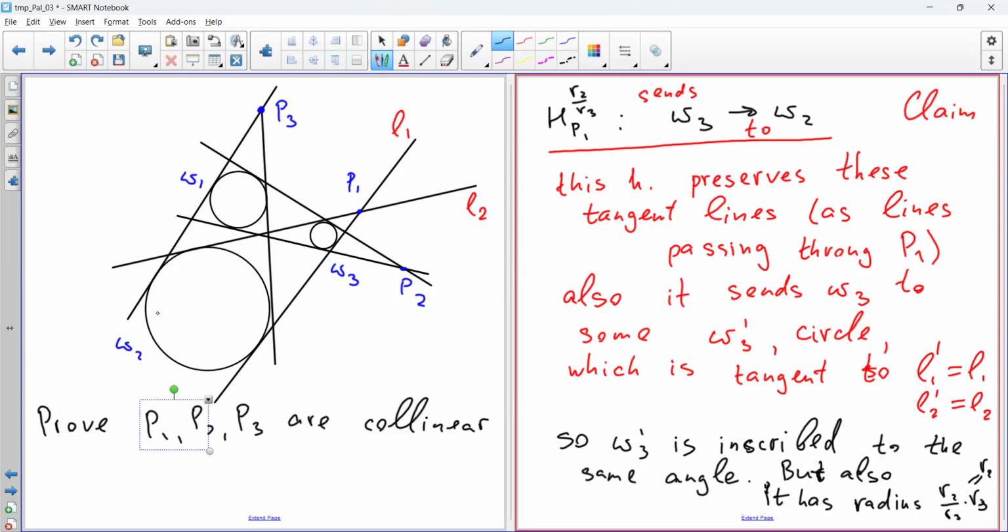So it would be a circle which is inscribed in the same angle, which is tangent to another inscribed circle and has the same radius as this circle. So it's just the circle itself. That is how we show that this sends omega-3 to omega-2. The same we can say about the corresponding homotheties in this point and in this point.